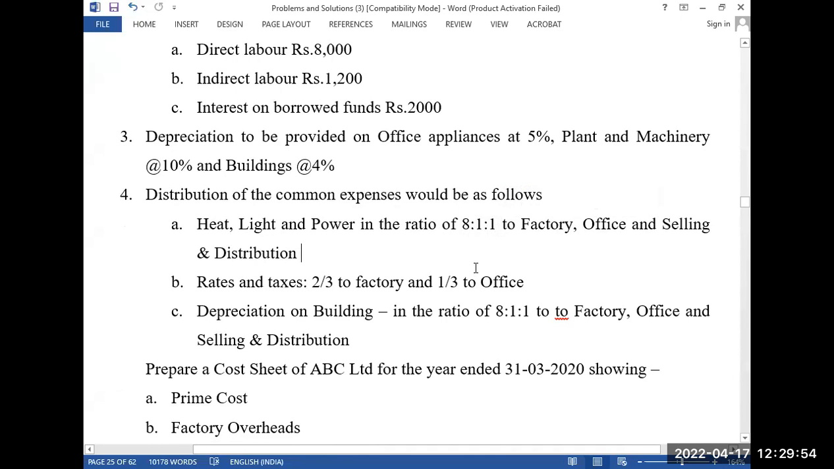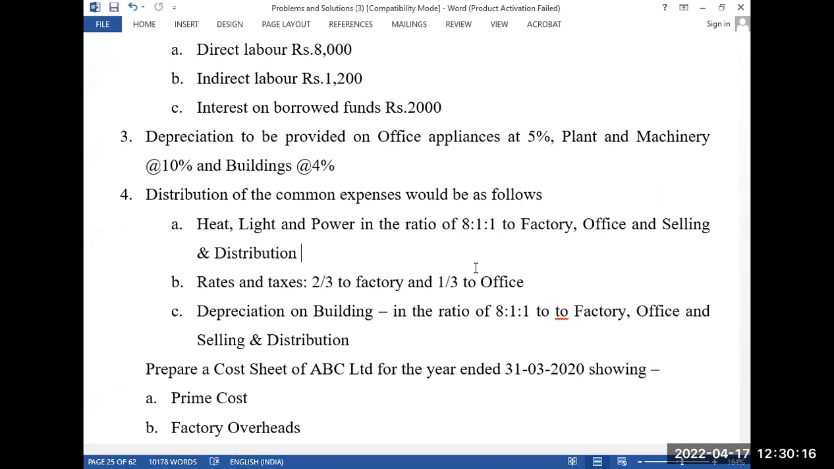65,000 by 10 is equal to 6,500. 6,500 into 8, that amount will go to the first one, the factory. So 6,500 will go to office. Another 6,500 will go to selling and distribution.